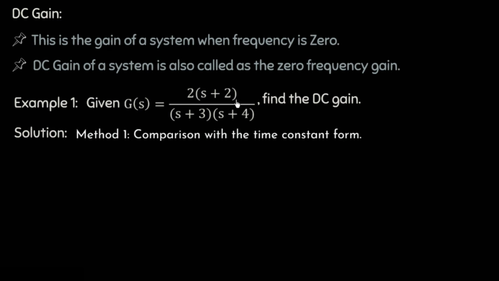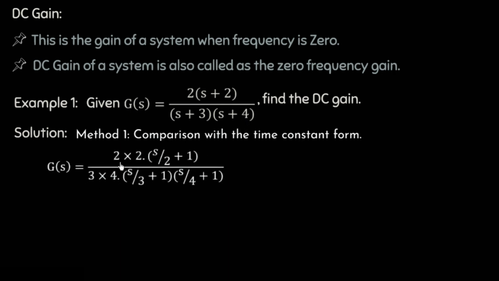If we convert this transfer function to its standard time constant form, we can find out the DC gain by comparing this transfer function with the time constant form. So in order to convert this transfer function to its standard time constant form, we need to take 2 common in the numerator, 3 common in the denominator from this term, and 4 common from this term. So we will have G(s) equal to 2 multiplied with 2 multiplied with (s over 2 plus 1) over 3 multiplied with (s over 3 plus 1) multiplied with 4 multiplied with (s over 4 plus 1). We have taken 2 common from this term, 3 common from this term, and 4 common from this term.